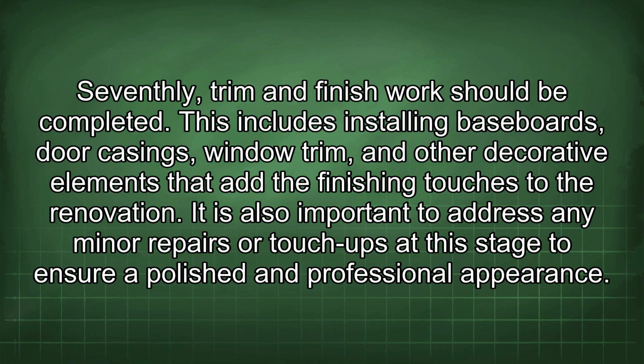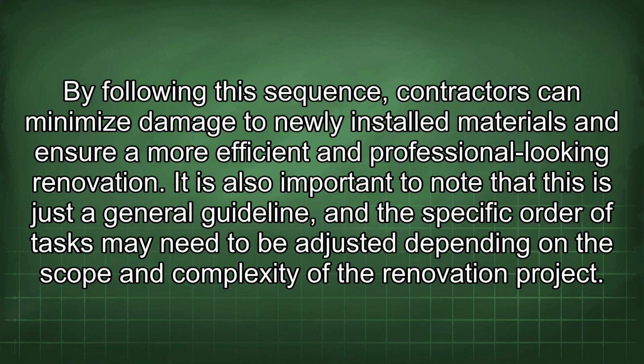This includes installing baseboards, door casings, window trim, and other decorative elements that add the finishing touches to the renovation. It is also important to address any minor repairs or touch-ups at this stage to ensure a polished and professional appearance. By following this sequence, contractors can minimize damage to newly installed materials and ensure a more efficient and professional-looking renovation. It is also important to note that this is just a general guideline, and the specific order of tasks may need to be adjusted depending on the scope and complexity of the renovation project.